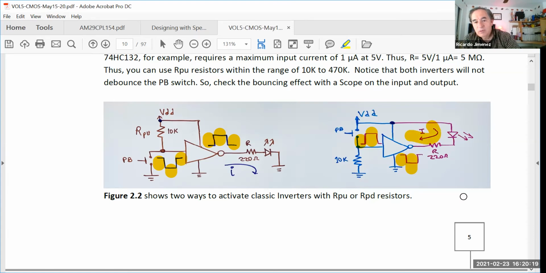When the output becomes 0, the current flows. Okay, the current flows because you have a 0, and 0 means ground, and right here you have 5 volts, VDD. So the current flows and the LED glows when the switch is pressed. When you release the switch, there will be a 1, so 5 volts will be right here. And because you have 5 volts here and 5 volts on the other side of the light emitting diode, or LED, the LED doesn't have a voltage, so the LED will be off.